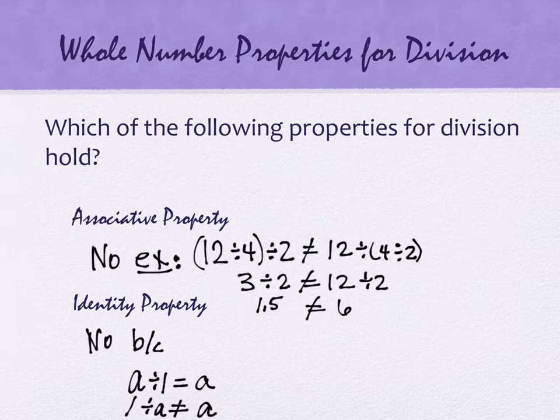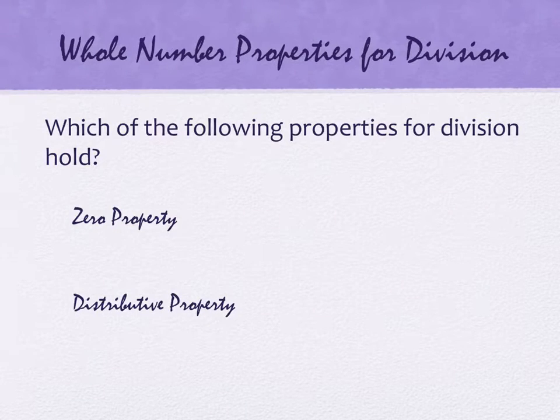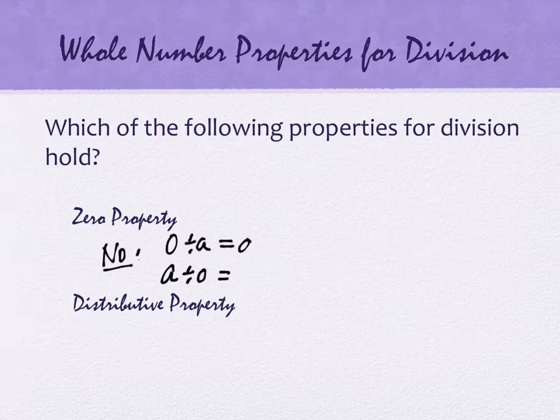Flipping the order doesn't make it work. We had a 0 property for multiplication. The 0 property for multiplication said that if you multiplied by 0 on the left or the right, you get back 0. So is there a 0 property for division? No. If you divide 0 by something, it works, right? 0 divided by a number is 0. But what happens when you try to divide by 0? Do you guys remember? It is undefined.